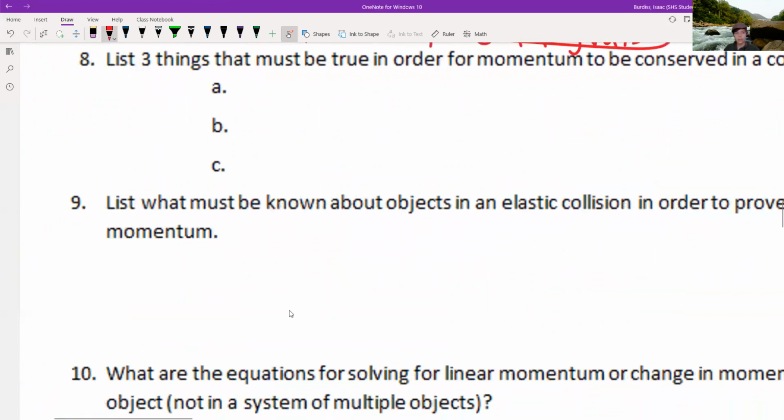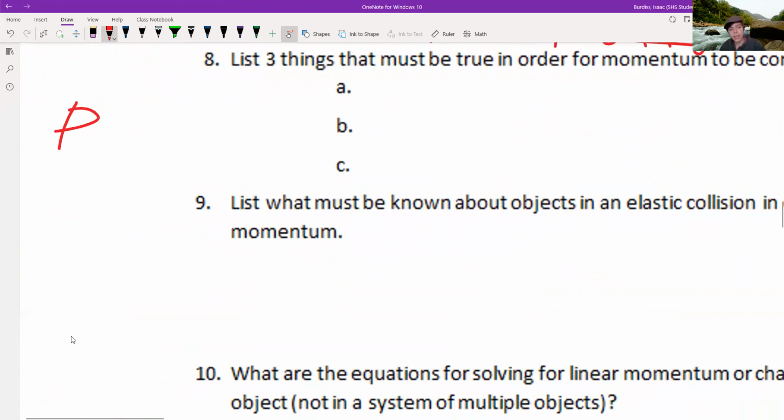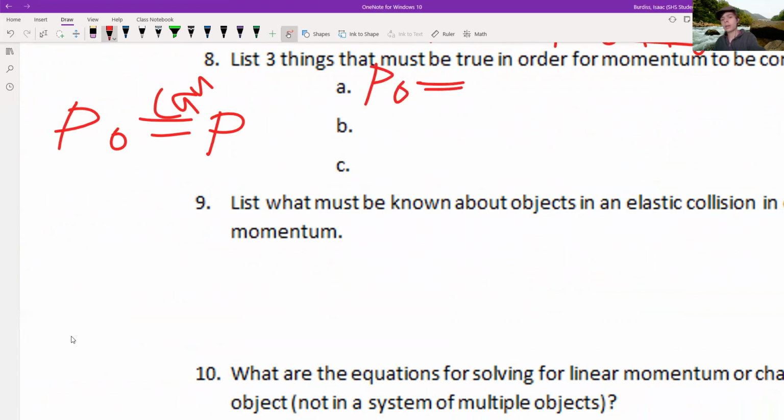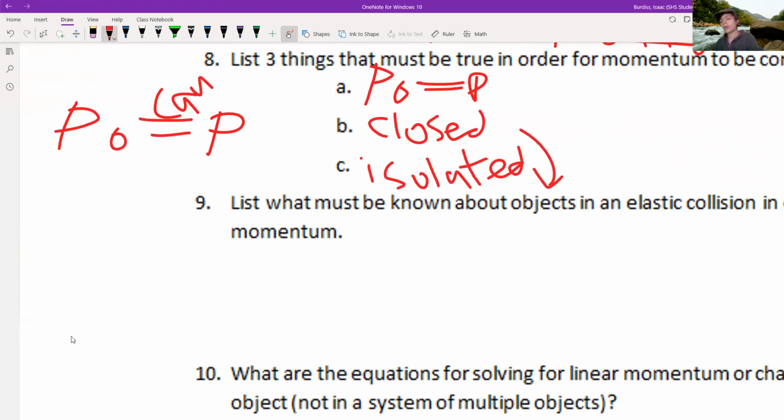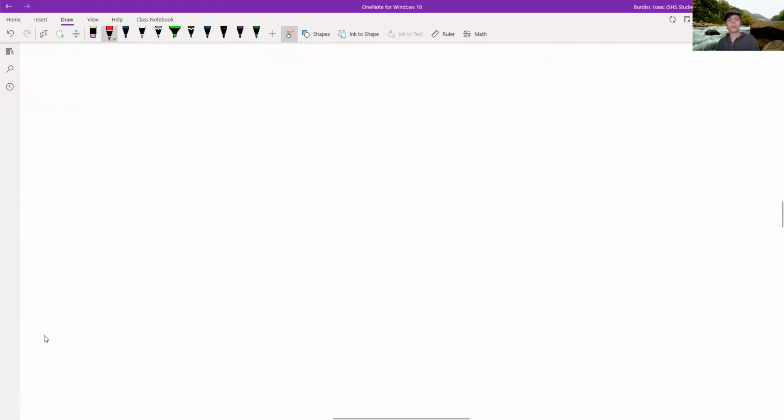So how do we know? This is saying, because remember I said it can equal that. How do we know? Well, momentum would be conserved if it did equal that, but also it's got to be a closed system, meaning nothing else acts on the system, and it could be an isolated system. Those really mean the same thing. So open and closed systems.